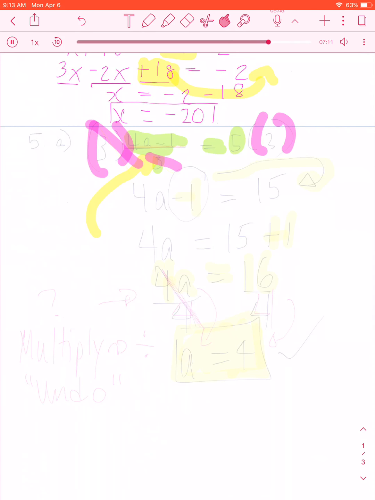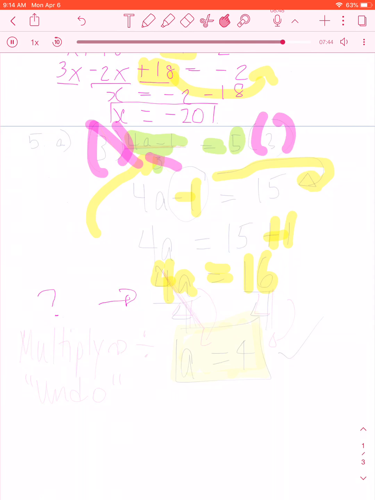So what I'm going to do is I'm going to collect like terms where I take that negative 1, I'm going to bring it to the right side, so that negative 1 becomes a plus 1, and I'm just going to add 15 plus 1. Now we know 15 plus 1 is equal to 16, and on the left side, I'm still left with 4a. Okay, so at this point, we need to think, what is a number that multiplies to 4 and equals 16?